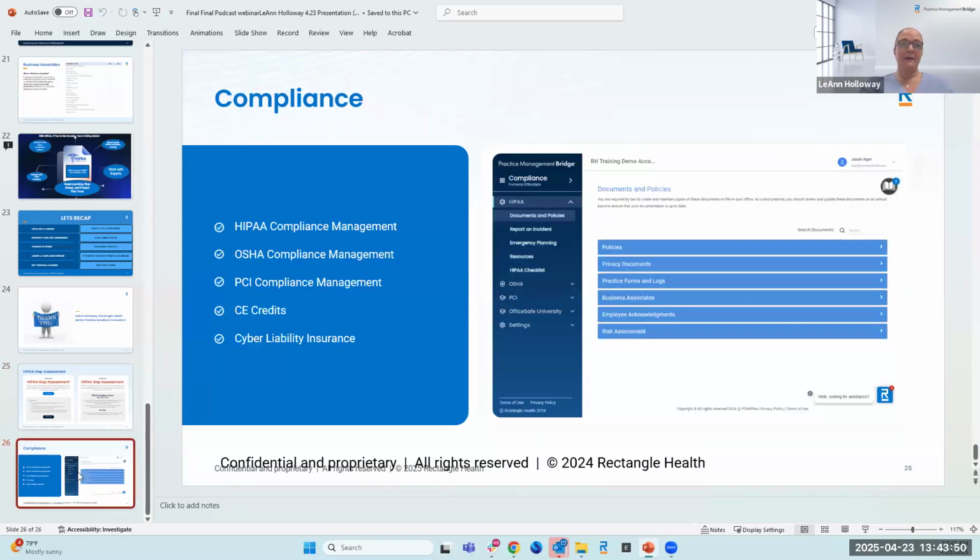What we have here at Rectangle Health is amazing. This is why I love compliance so much, because of how easy our platform is. HIPAA isn't easy. In fact, it's quite daunting, to be honest, but it's necessary.